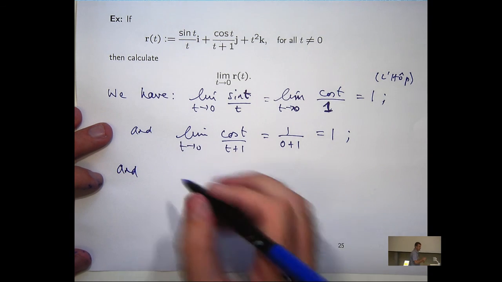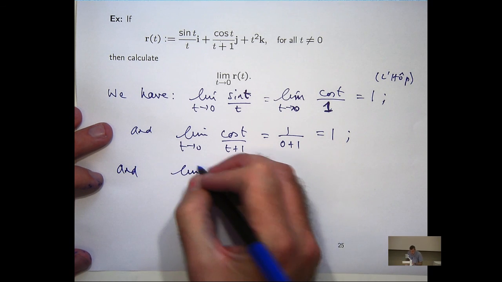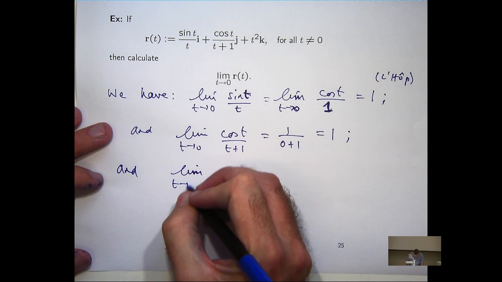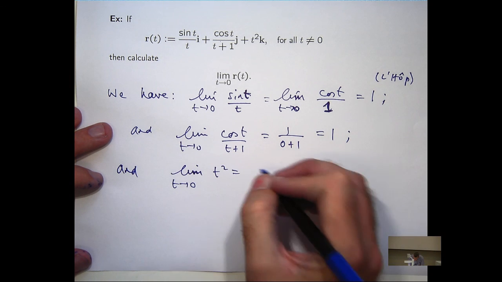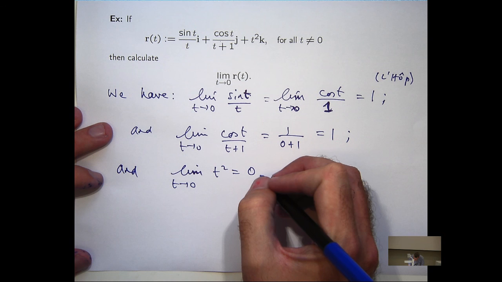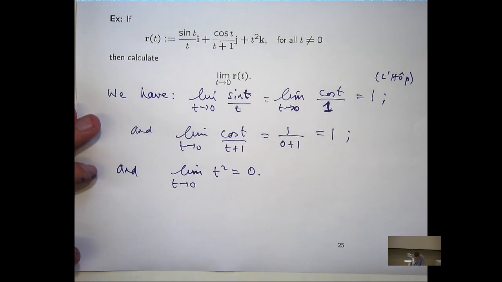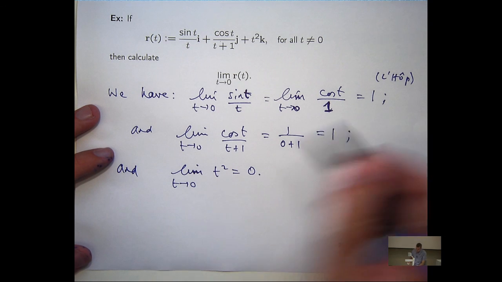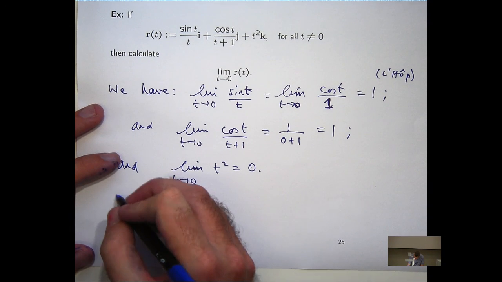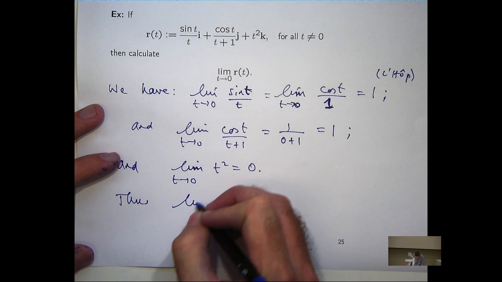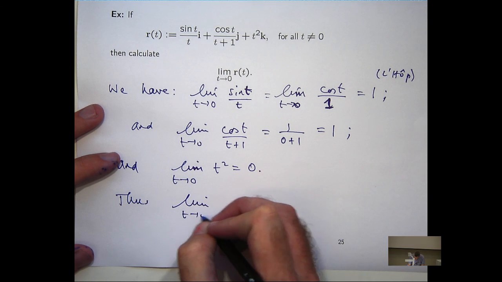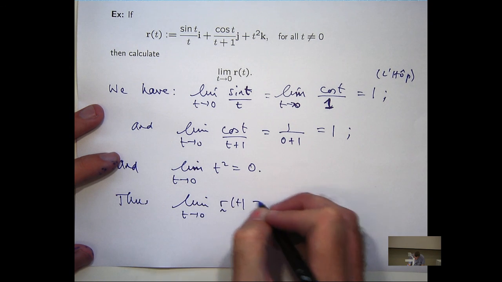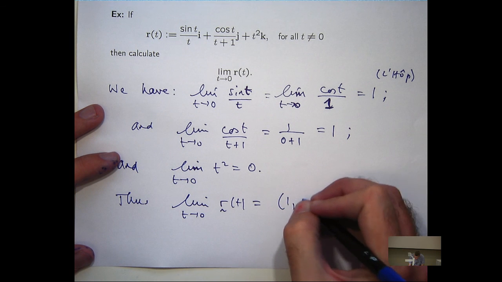And the limit of the third component function is just 0. So let's put those components together and form our limit vector. Okay, so it's going to have these components.